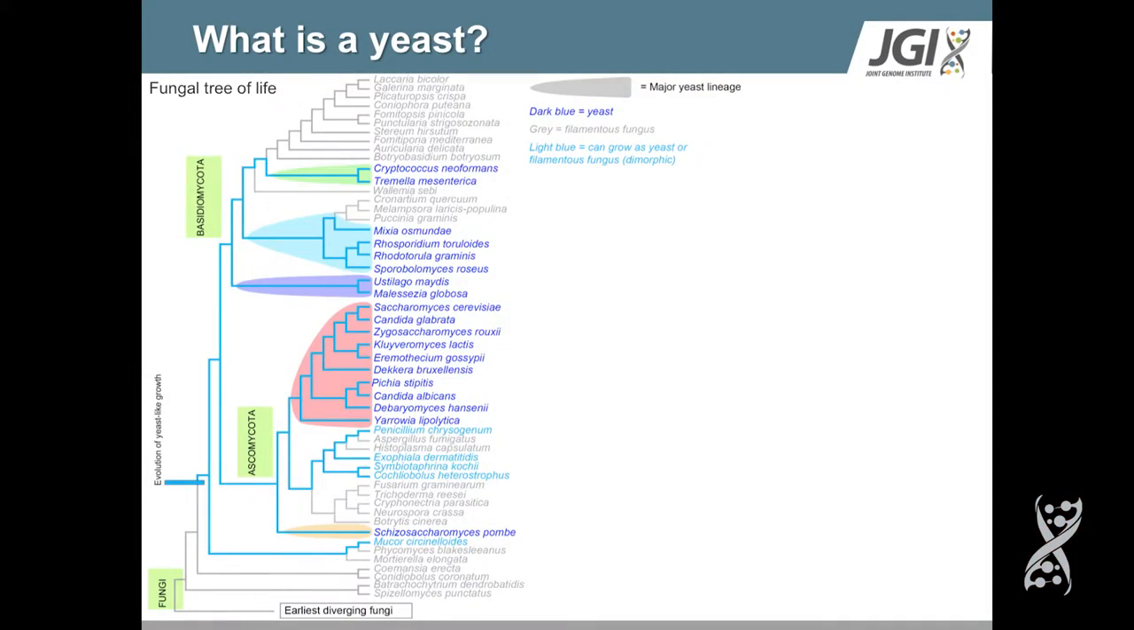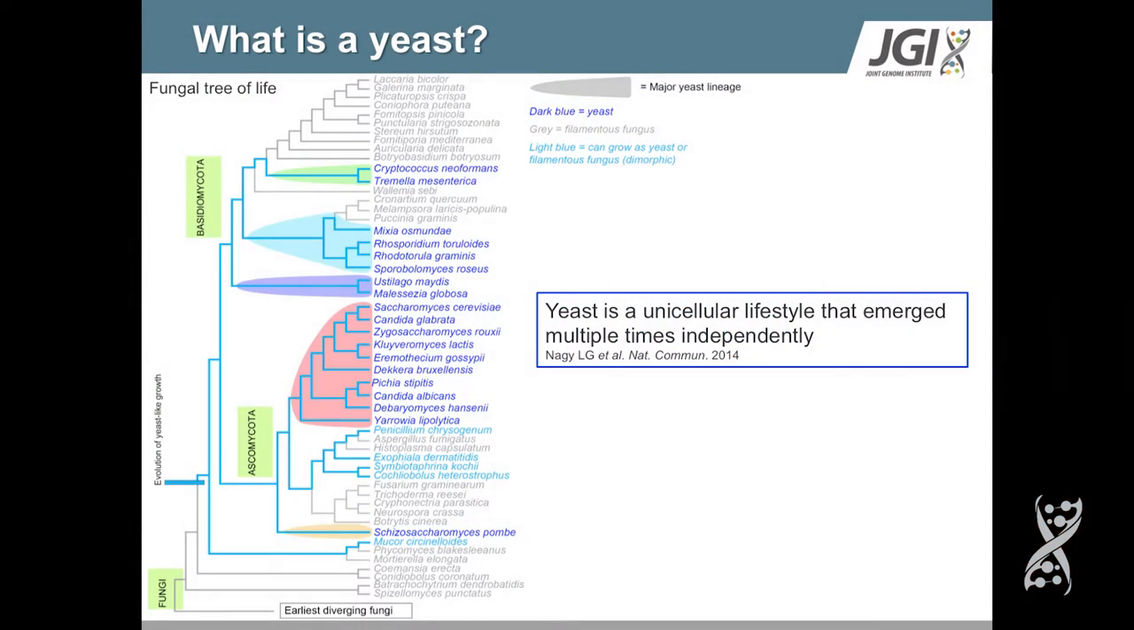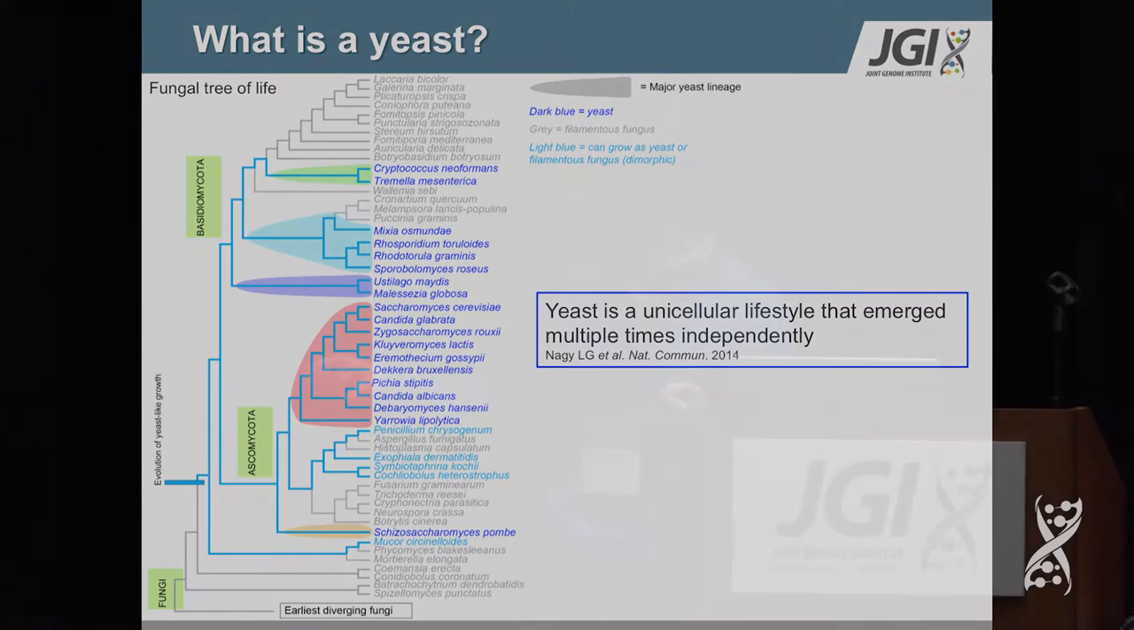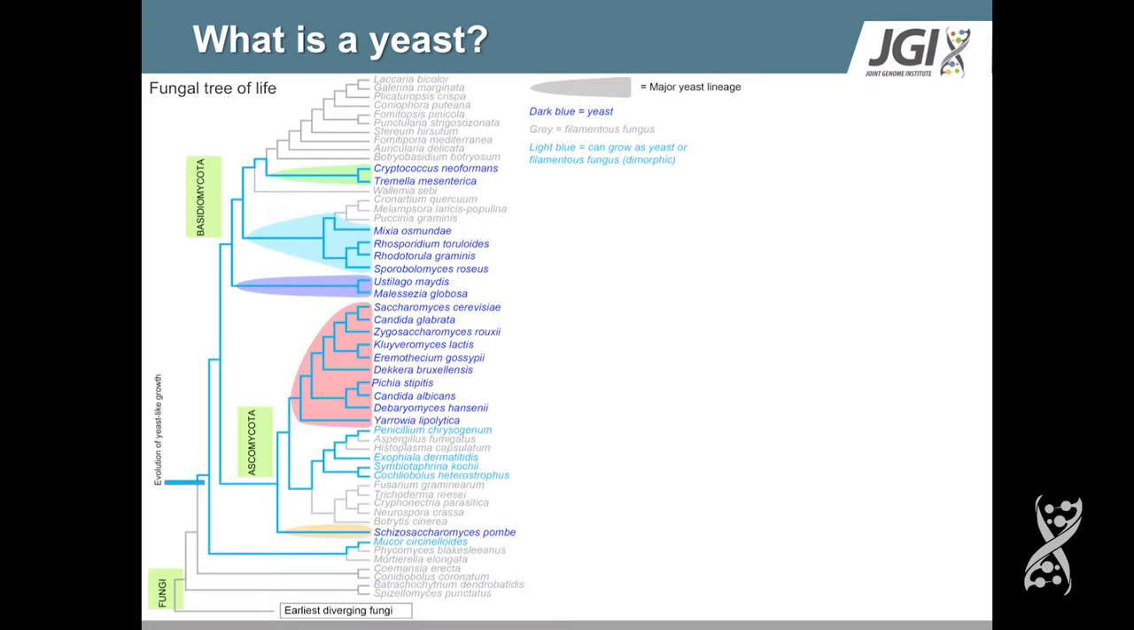Rather than being a monophyletic grouping, which, for example, fish are, it's better to think of it as a unicellular lifestyle that emerged multiple times independently in evolution. And we see this from looking at the fungal tree of life that has emerged through genome sequencing projects. So it's a polyphyletic thing that has emerged multiple times on its own, apparently. Even in the subphylum Saccharomycetina, a yeast isn't just one thing. There's a lot of evolutionary distance within that clade.